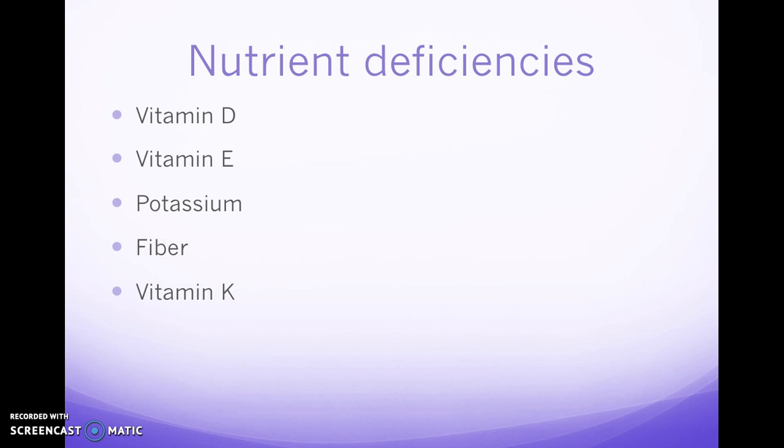Adequate fiber is necessary to help regulate blood glucose levels and to prevent constipation. And vitamin K is crucial as it is a coenzyme during the synthesis of many proteins and has a role in blood clotting and bone metabolism.